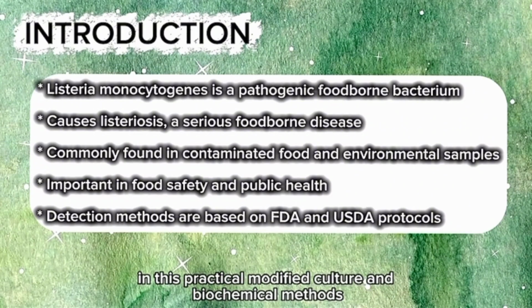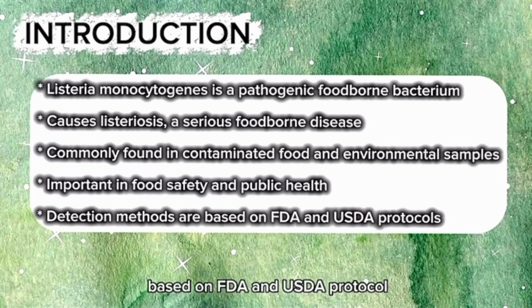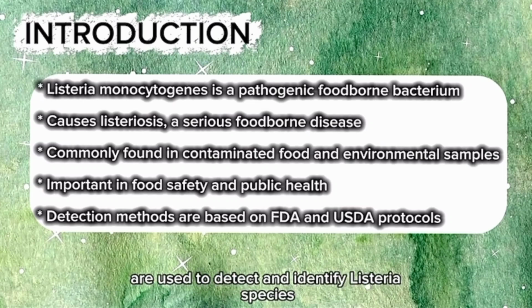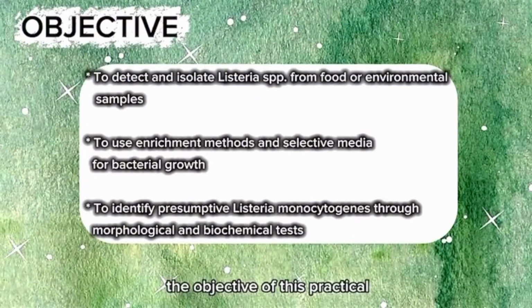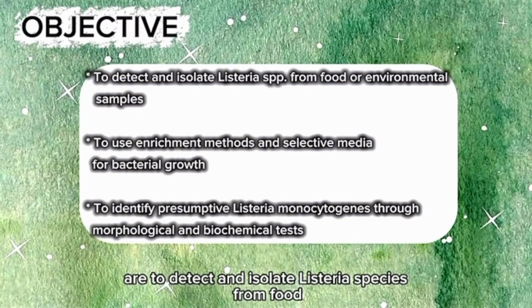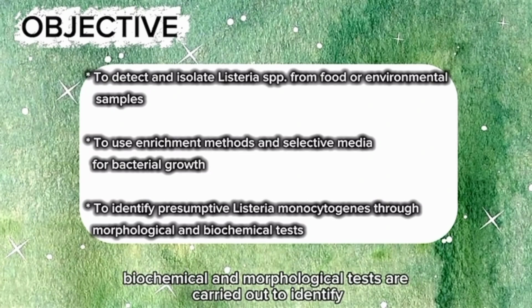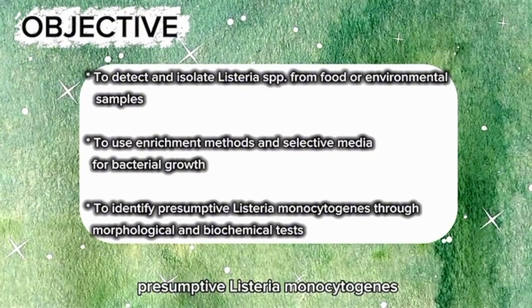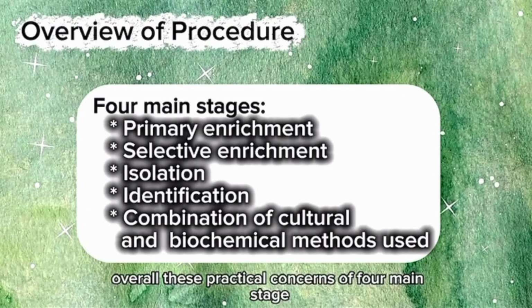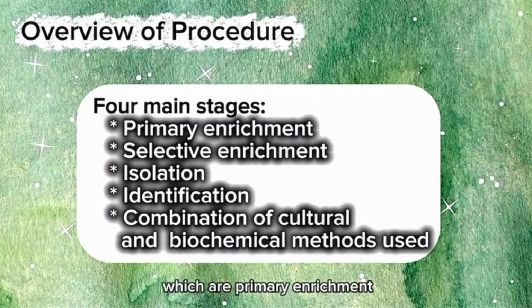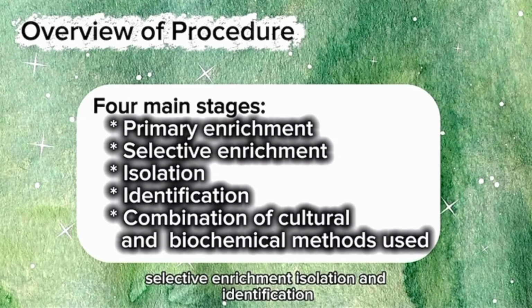In this practical, a modified culture and biochemical method based on FDA and USDA protocol is used to detect and identify Listeria species. The objectives of the practical are to detect and isolate Listeria species from food or environmental samples using enrichment and selective media methods. In addition, several biochemical and morphological tests are carried out to identify presumptive Listeria monocytogenes. Overall, this practical consists of 4 main stages, which are primary enrichment, selective enrichment, isolation, and identification.